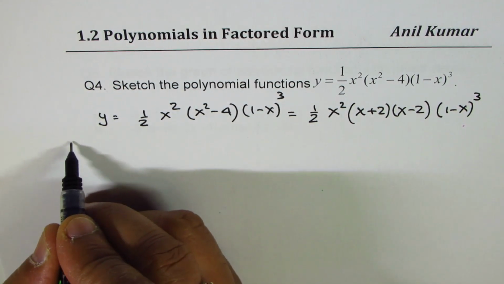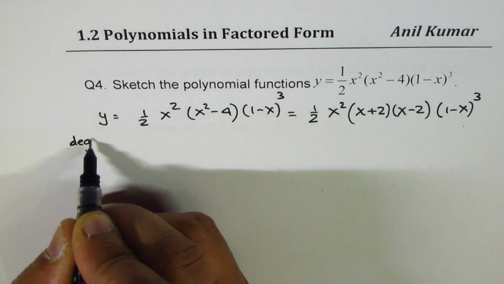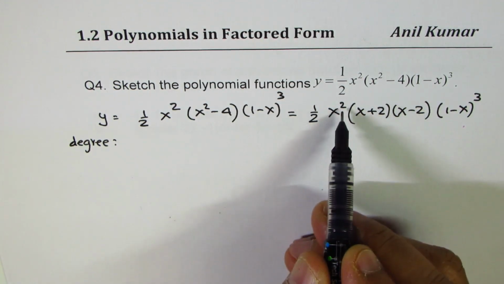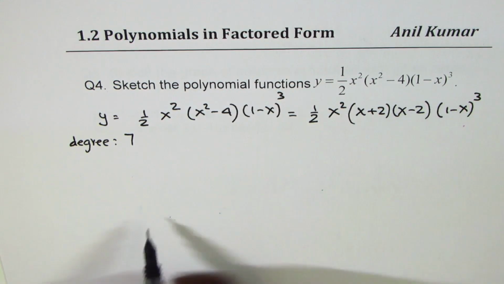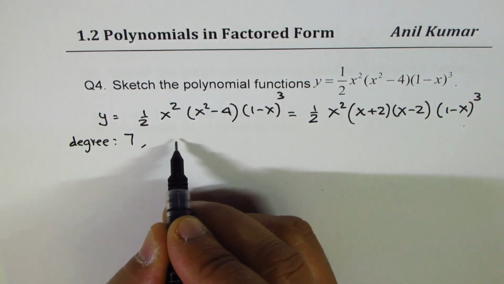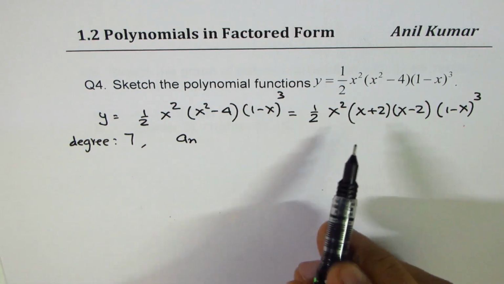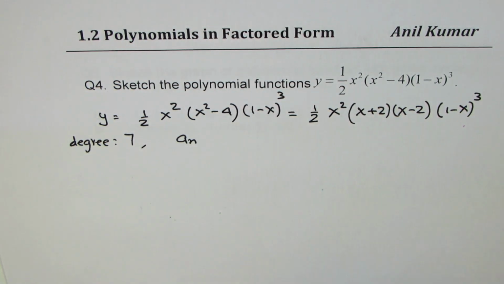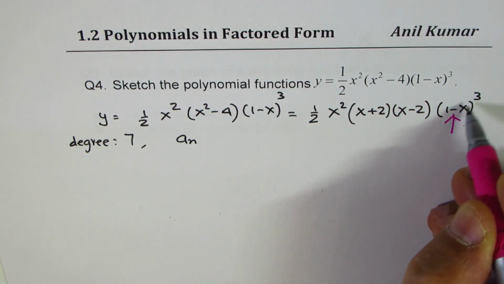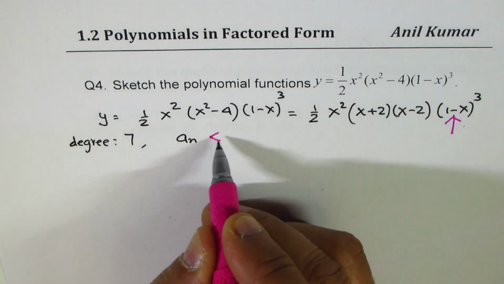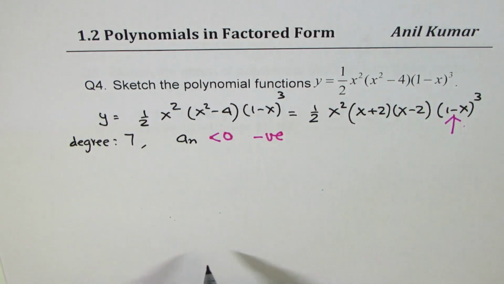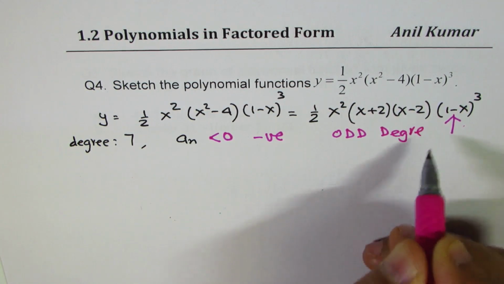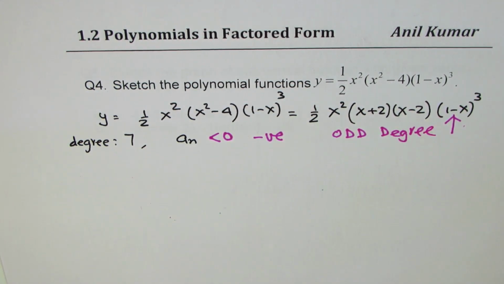Now in this case, let's start with the degree of the polynomial. Degree of the polynomial is 3, 1, 4, 1, 5, and 2, 7. Just add all these exponents, right? And then, well, let's talk about the leading coefficient an. Now, the leading coefficient in this case is going to be negative. You know why? Because of this minus x cube, it is going to be negative. So it is less than 0. Do you see that? So we have an odd degree polynomial with negative leading coefficient.